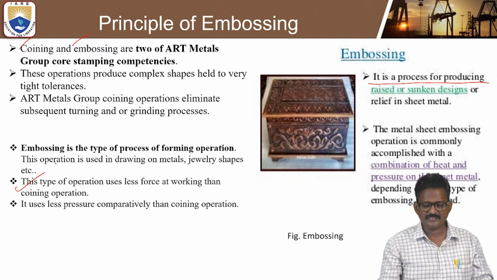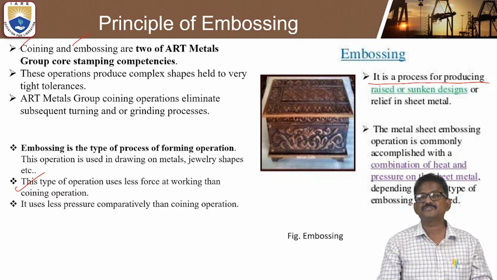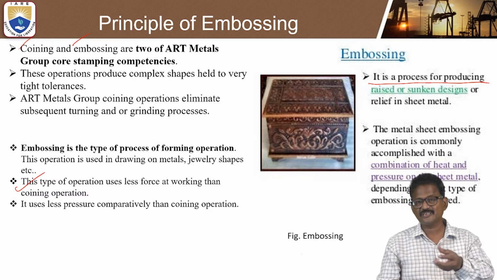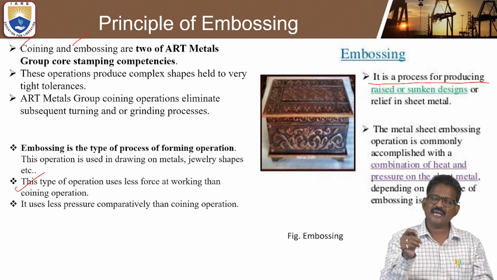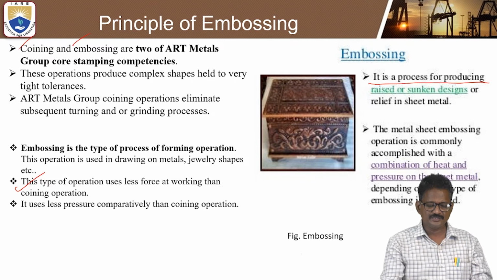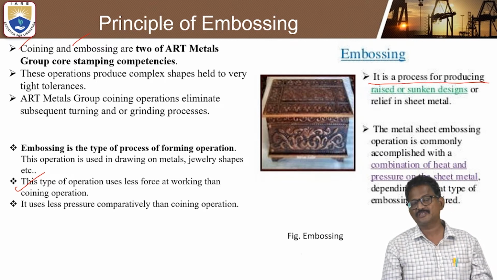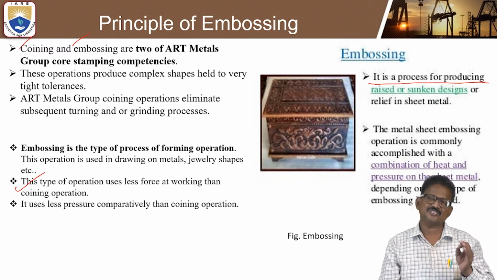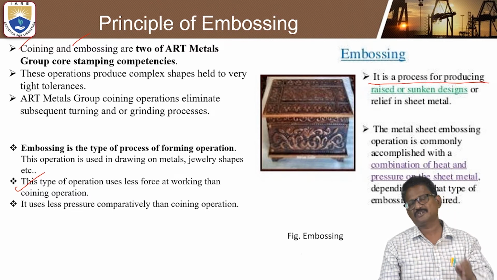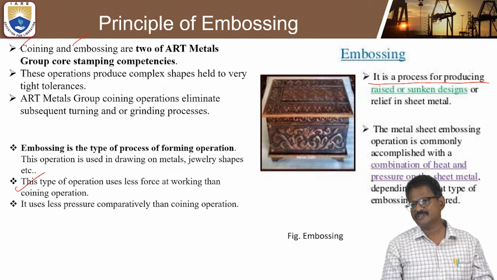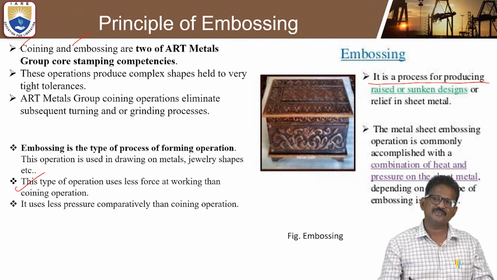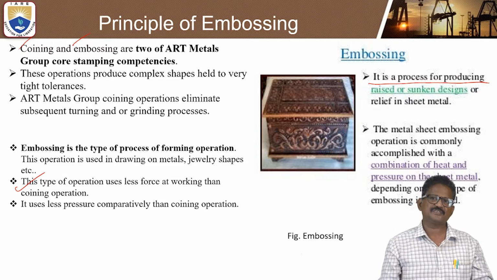This type of operation uses less force than the coining operation. Coining obviously requires a lot of presses, hydraulic and pneumatic. But in the case of ornamental work, even a little hammer and manual force can perform the simple pressure. So it uses comparatively less pressure than coining. Only coining requires a lot of force and high pressure, and even fully automatic and semi-automatic machines. In embossing, manual force, a manual hammer, can be used to apply simple pressures. This is the basic idea.